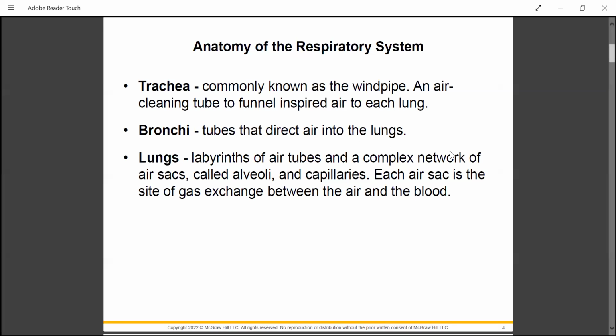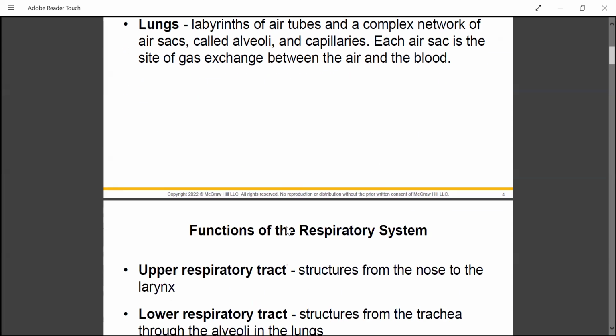And then of course our lungs are where we actually are trying to get the air. These are like labyrinths or tunnels of air tubes. They have a really complex network of air sacs, which are called alveoli. On these alveoli, we have capillaries. This is the site of gas exchange between our air and blood. The goal of our respiratory system is to get the air to ventilate our alveoli. The capillaries lie right on the surface of the alveoli, so they can drop off their carbon dioxide and pick up the oxygen. So the alveoli is our actual site of gas exchange.